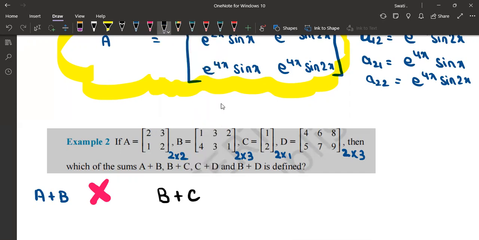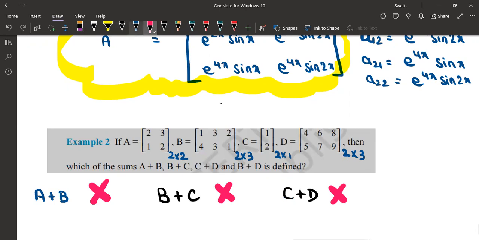So the order of B is 2 by 3 and the order of C is 2 by 1. Again, they are not having the same order. That is why they are not defined. Next, we have C plus D. Let's write down C plus D. So the order of C is 2 by 1 and the order of D is 2 by 3. Again, they are not having the same order, so they are not defined.